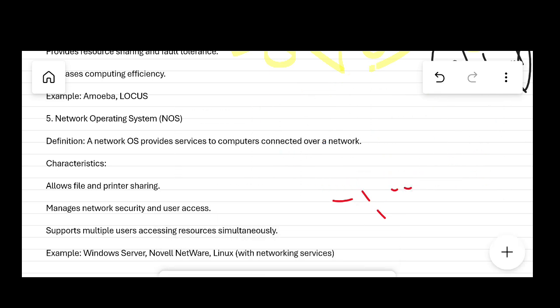So basically, these were the main types of operating system. First one is batch OS, then time sharing OS, then real time OS, distributed OS, network OS.